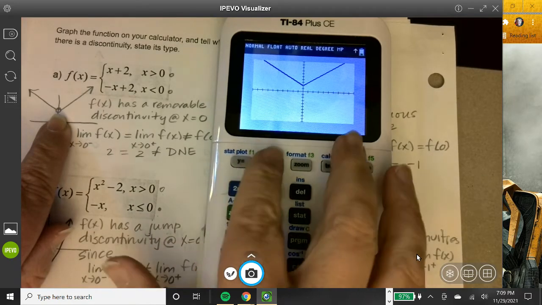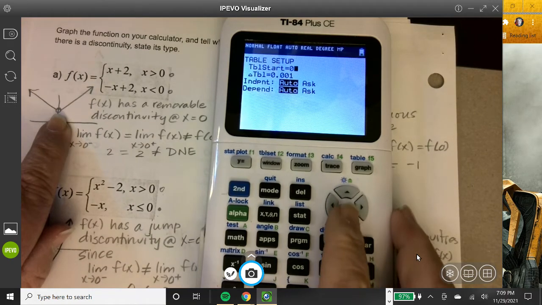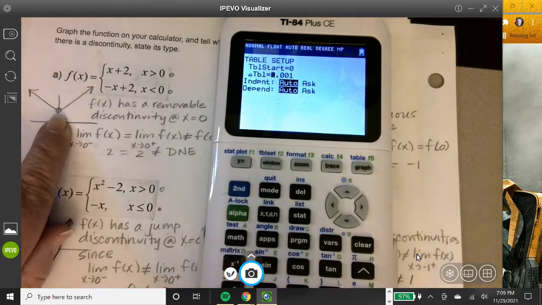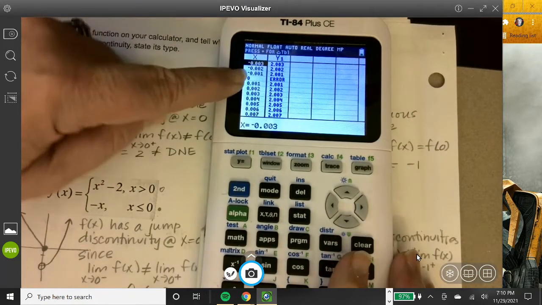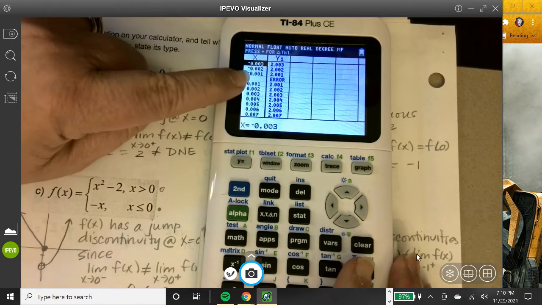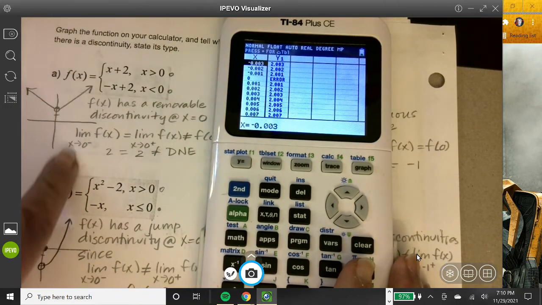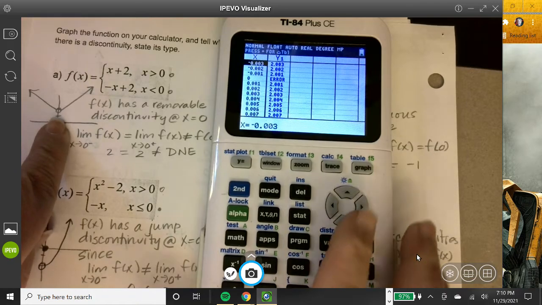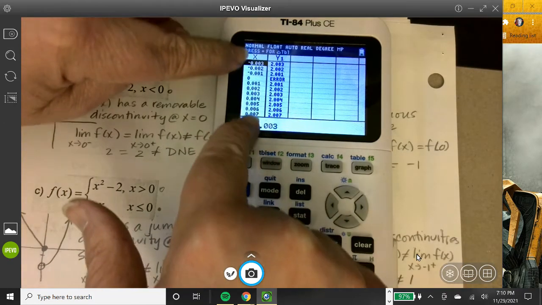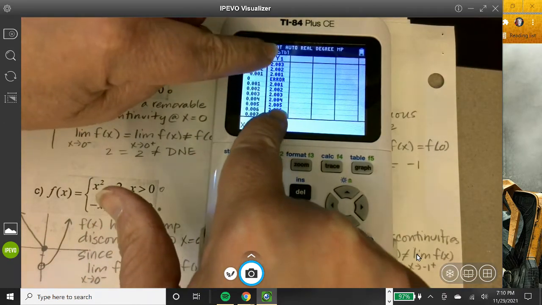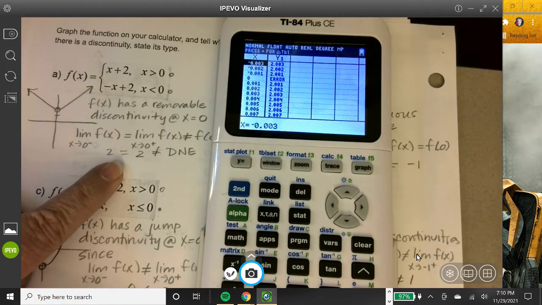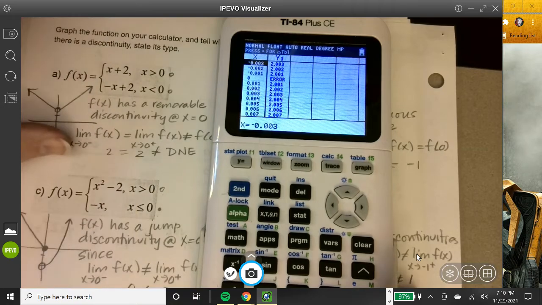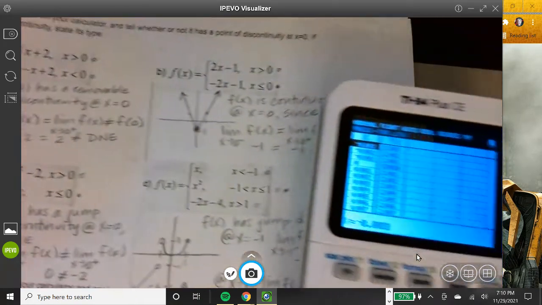So I'm going to go second table set. I'm going to start my table at 0, and I'm going to get close to 0. Okay, so I'm going to go second table now, and you'll see that I have an error, don't I, at x equals 0, which means that's an open dot there. And you can see the limit as x gets closer to 0, that your y's are getting closer and closer to 2. So they're getting closer to the same number, which is pretty cool.